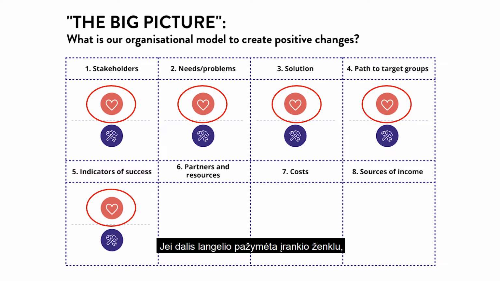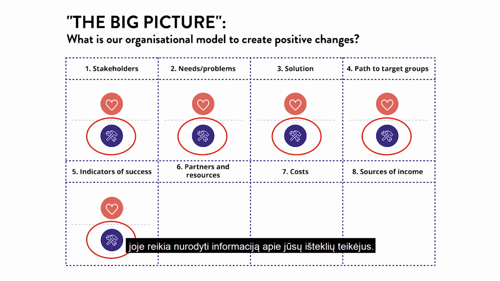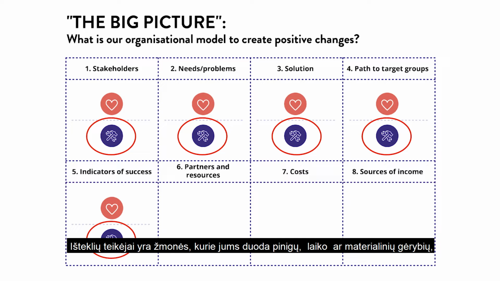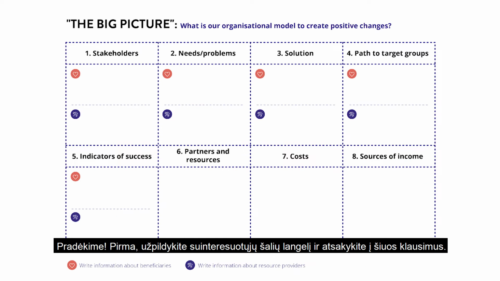If a part of a cell is marked by a sign showing tools, please write there relevant information about your resource providers. Your resource providers are the people who give you money, time, or material goods so that you can run your activities for your beneficiaries. For example, funders, sponsors, or volunteers who help you with implementing your activities. Okay, now let's get to it.